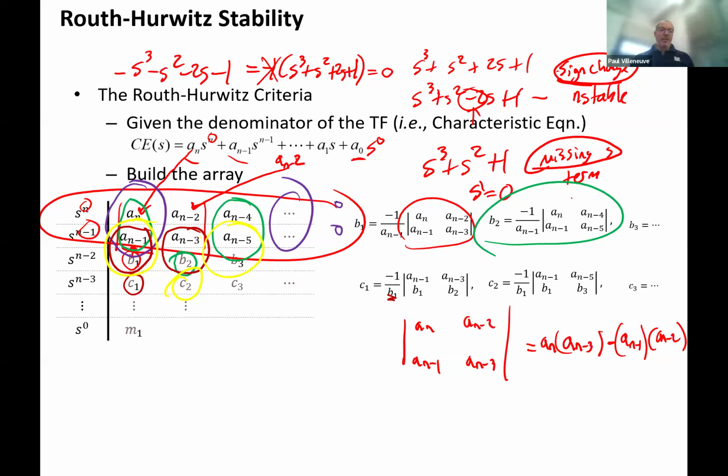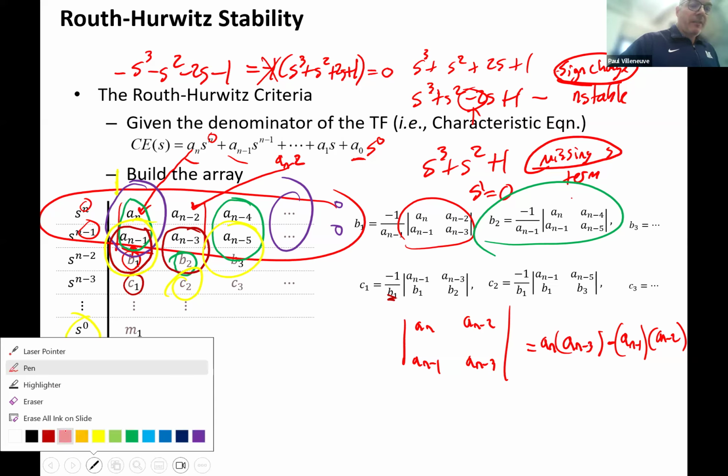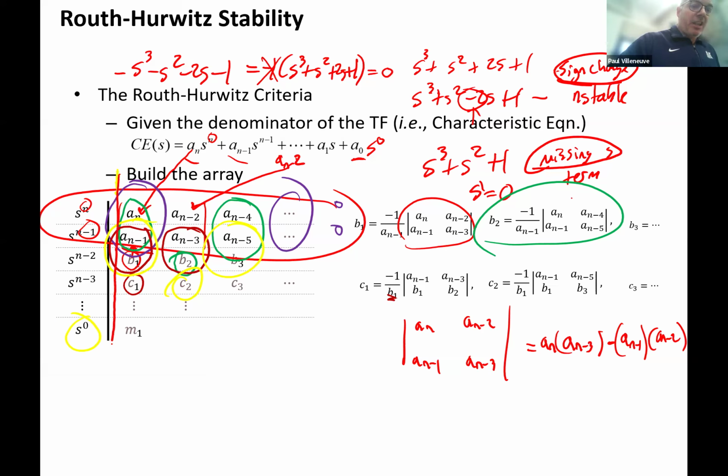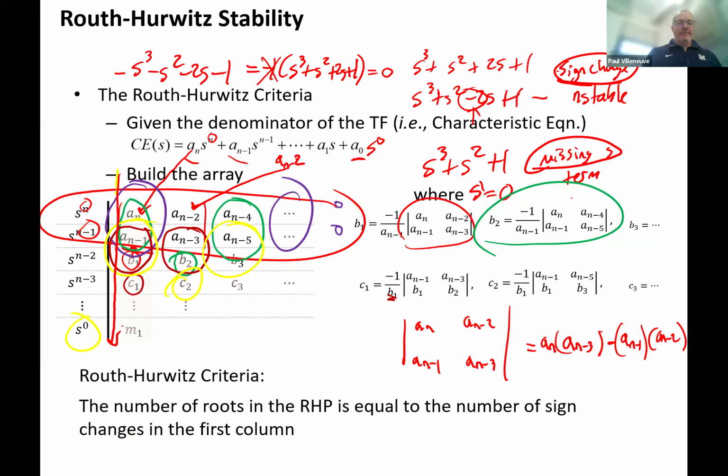And I just keep rinsing and repeating until I get to my s to the 0 row, and I should have only one term. The approach for Routh-Hurwitz is the number of sign changes here. Let me change back to a more legible color. The number of sign changes in this first column tells you the number of poles in the right-hand half plane. Okay? That's the Routh approach. All right?